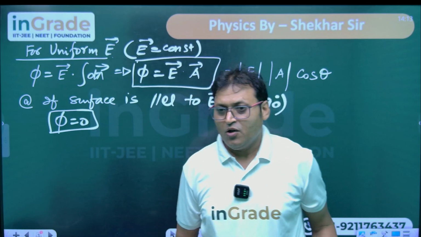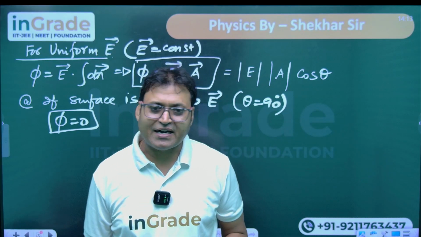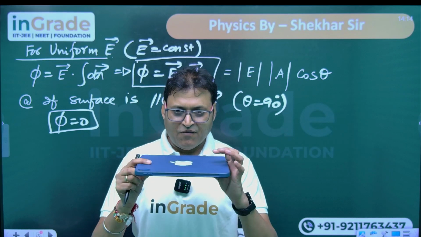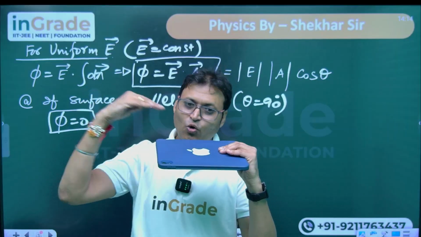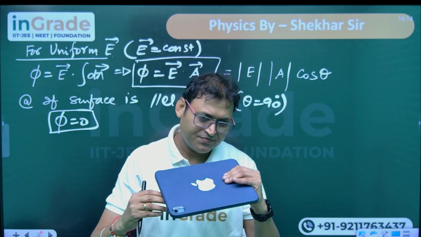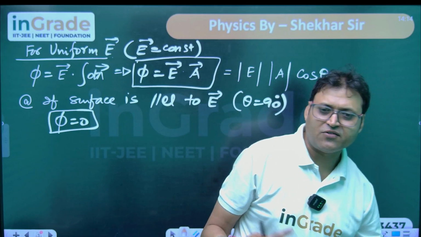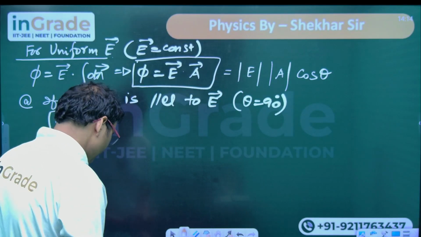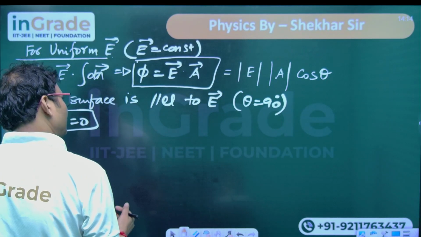You can understand this concept physically as well. What is the electric flux? It is the number of electric field lines crossing a given surface. If the surface is kept parallel to the electric field, no electric field lines will cross the surface. The electric field lines crossing the surface will be 0, isn't it? So phi will be equal to 0.